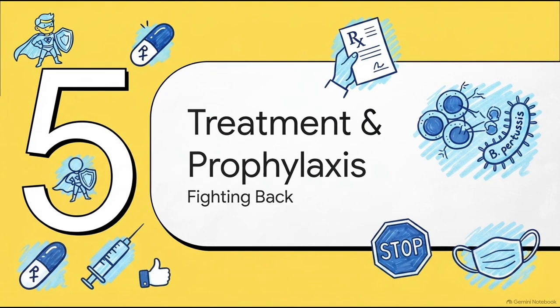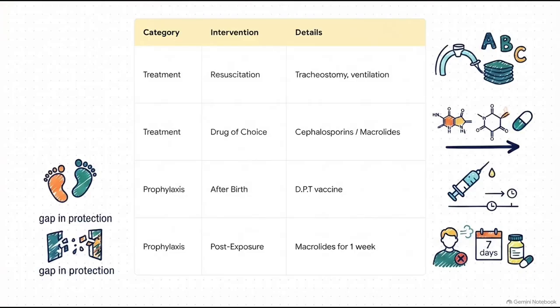Finally, Part 5, Treatment and Prophylaxis, Fighting Back. Let's break down this clinical strategy. For acute treatment in a severe case, your absolute first priority is resuscitation. Think ABCs. That may literally require a tracheostomy and mechanical ventilation just to secure that obstructed airway. For the underlying infection itself, the drugs of choice are third-generation cephalosporins or macrolides. Now let's look at prophylaxis. After birth, infants get the DPT vaccine. But note this critical caveat: it does not provide 100% immunization. Because of that gap, if an unvaccinated or vulnerable person is exposed to the pathogen, we immediately initiate post-exposure chemoprophylaxis. Practically speaking, that means giving them a 1-week course of macrolides.